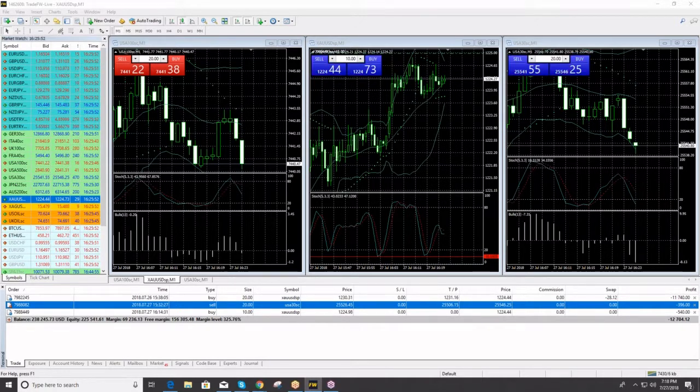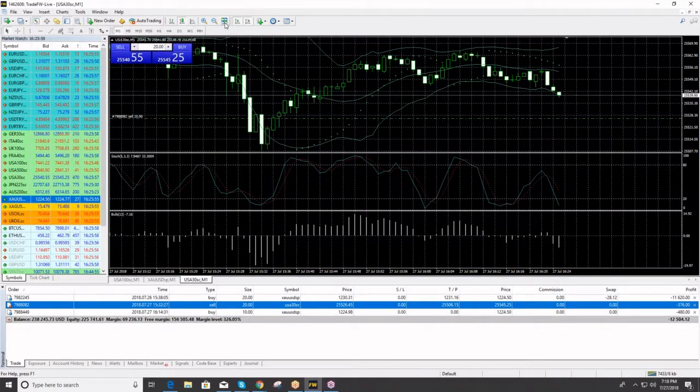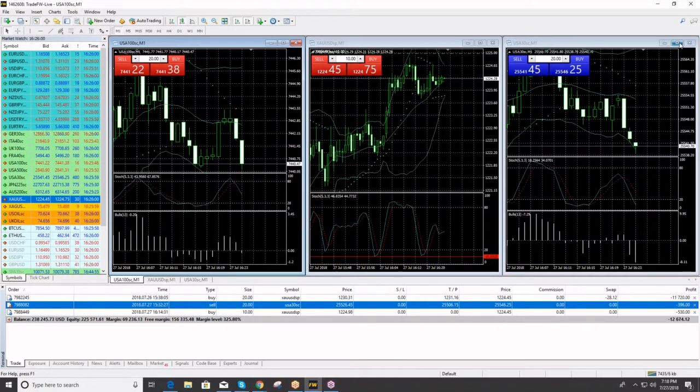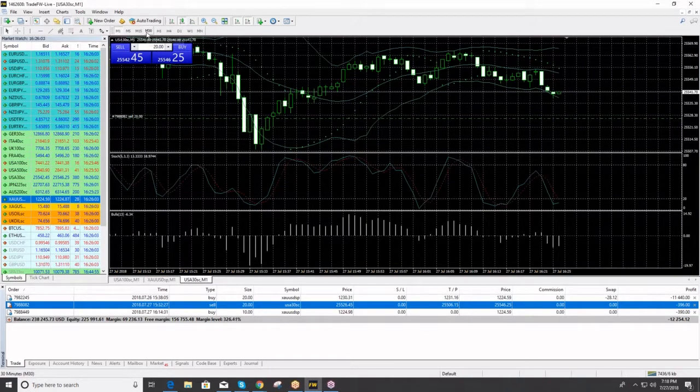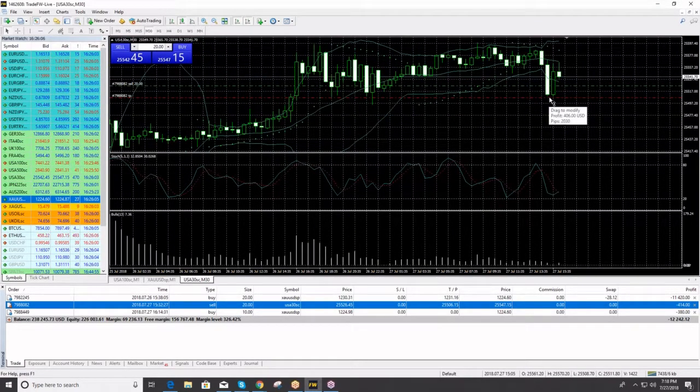Also, USA 30 is developing quite nicely. USA 30, guys, we opened a USA 30 position during the announcement, and you see it's so sick. We opened it here during the announcement, and it dropped, came very close to the take profit, and it didn't get triggered, and we are now losing $400. Gold is developing really nicely.